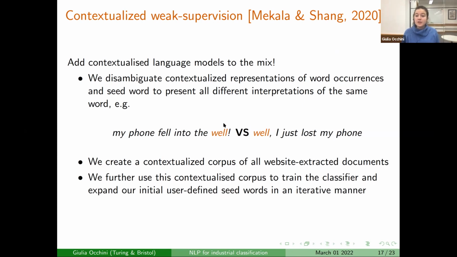So we create a contextualized corpus of all website extracted documents, and we use this contextualized corpus to train a classifier and disambiguate our seed words and expand them in an iterative manner.